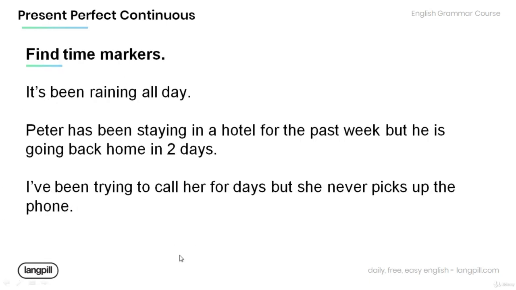And now, read the sentences below and find time markers. It's been raining all day. All day. Peter has been staying in a hotel for the past week, but he is going back home in 2 days. The past week, 2 days. I've been trying to call her for days, but she never picks up the phone. For days.